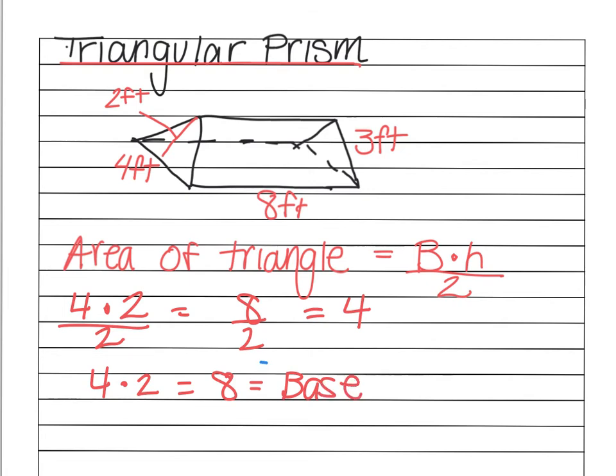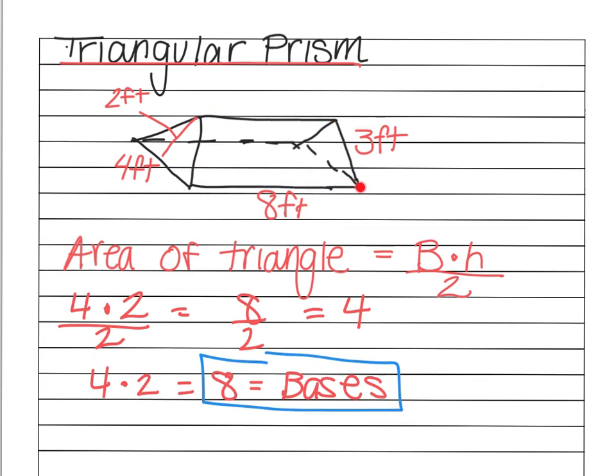So I'm going to highlight that. So the bases are 8. And again, that was this opening and this opening. And now we have to find this area right here. So there's 2 sides that are slanting, like kind of where the side of the tent would fall. And so those are 2 rectangles.